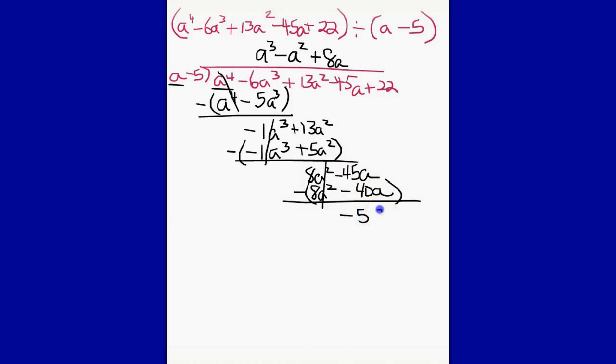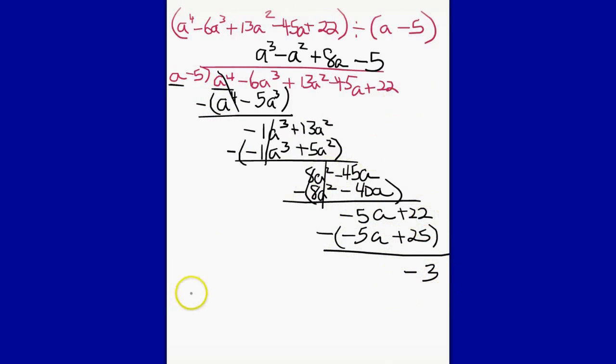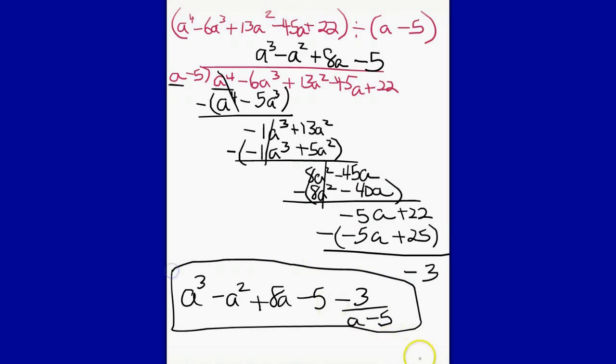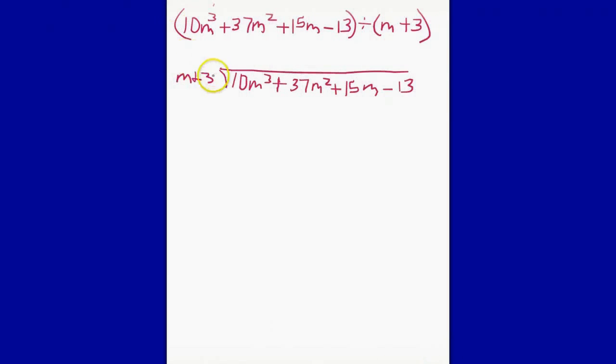Alright, so how many times does a go into negative 1a cubed? Well, it goes in a squared times. So again, you do negative a squared times everything that's over here. Even though it's affecting the a cubed, it's also affecting the next term as well. So let me bring down that 13a squared so I have something to match it up with. This one's obviously going to be minus a cubed, and then the next one is going to be positive 5a squared. And remember that we are subtracting.